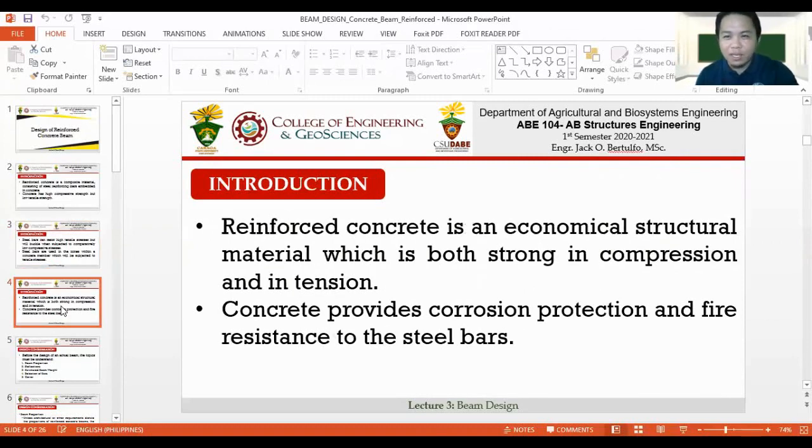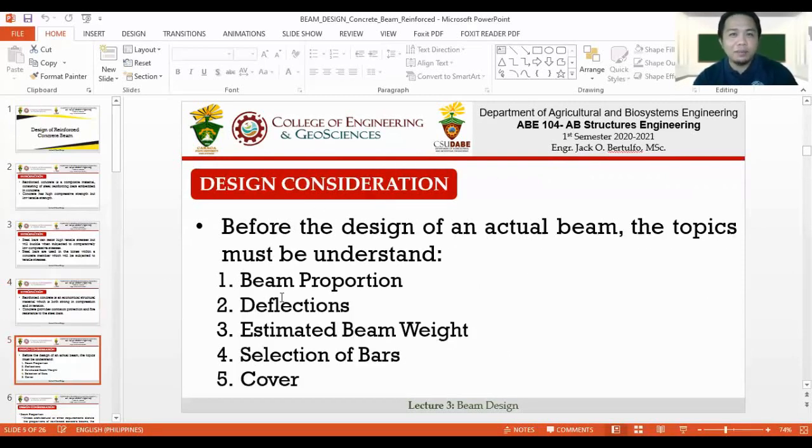Reinforced concrete is an economical structural material which is strong in both compression and bending. That's because of the properties of both materials being used, the steel bars and the concrete. Concrete provides corrosion protection and fire resistance to steel bars because the steel bars are embedded in the concrete. They are protected from corrosion and fire because they are located inside the concrete. Okay, so I think that's a very common, basic definition of what a reinforced concrete beam is.